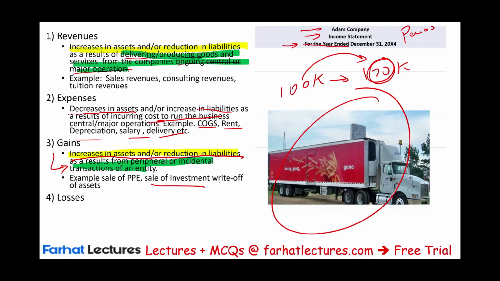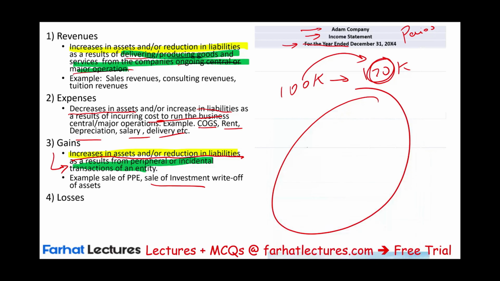Sale of investment: if they have an investment and they sell it, for example, McDonald's can invest in Apple computers, they can invest in AT&T, they can invest in other companies and make a gain on those investments. That has nothing to do with their business. Well, let's talk about losses.